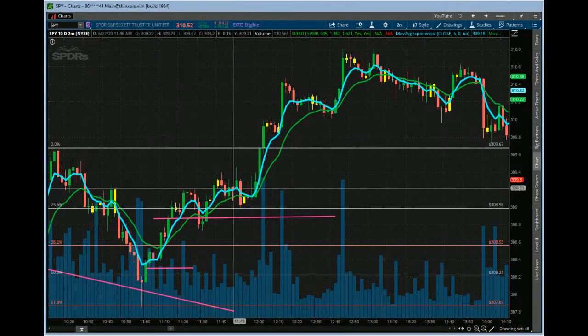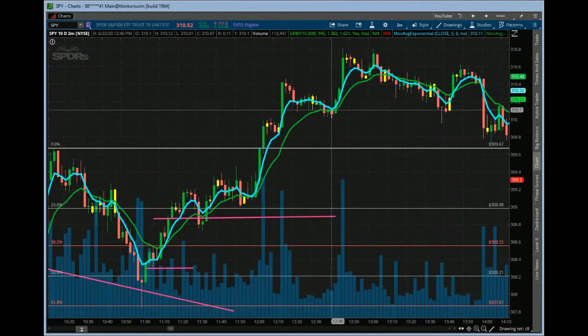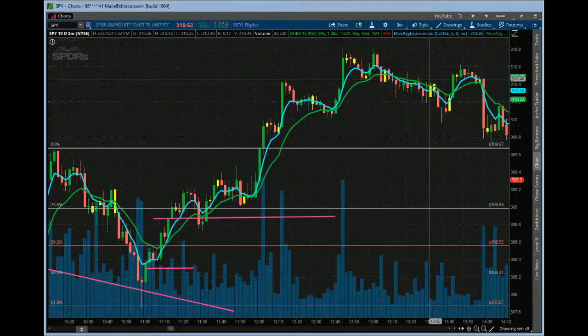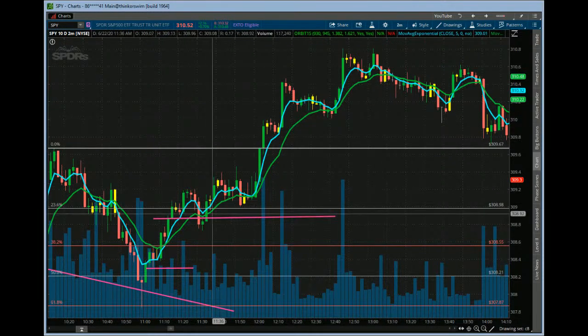So you can see the 5 stayed over the 13. You could stay in that trade right there. So really nicely. So good. So that is one technique to use moving averages.